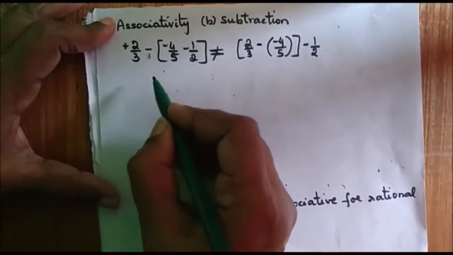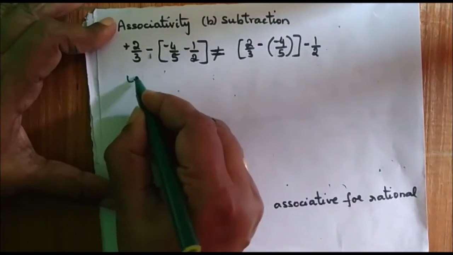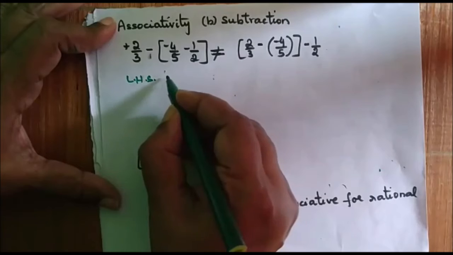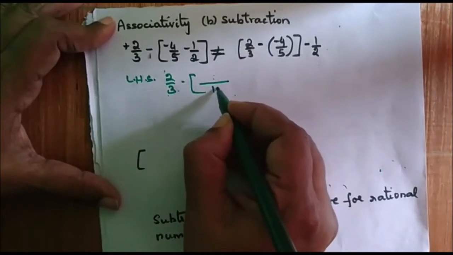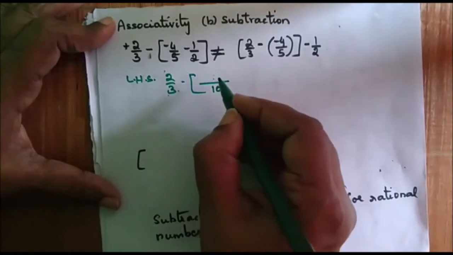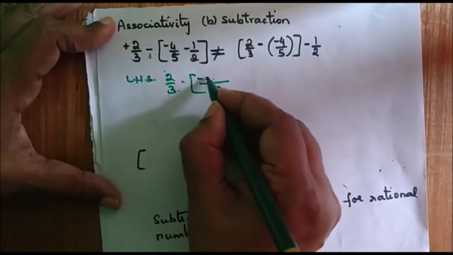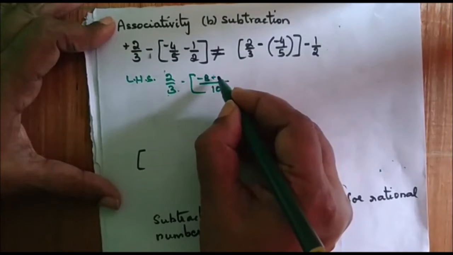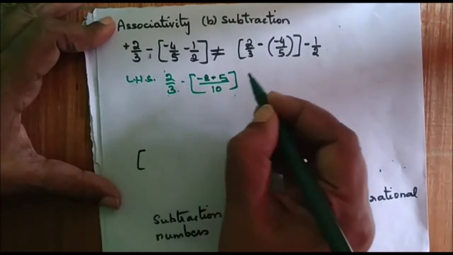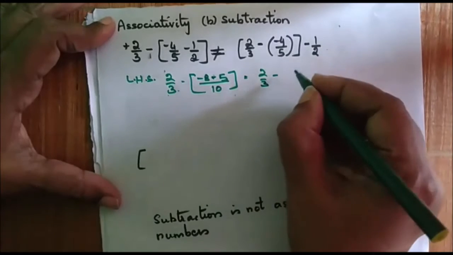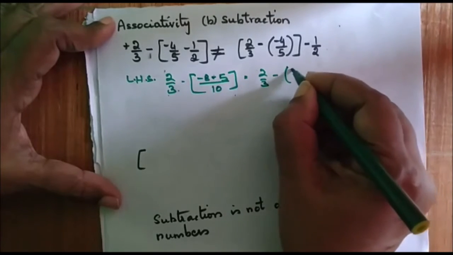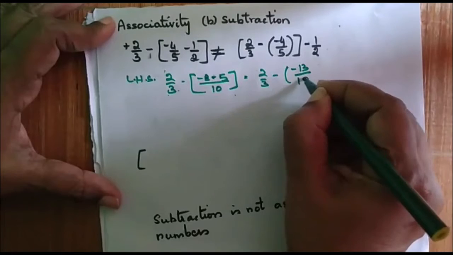For that, let us see the LHS. Now what is the LHS? LHS is nothing but 2 by 3 minus of, let us take the LCM. 5 will go in this 2 times, I get minus 8, and 2 will go in this 5 times, I get minus 5. So the answer is 2 by 3 minus of minus 13 by 10. Okay.